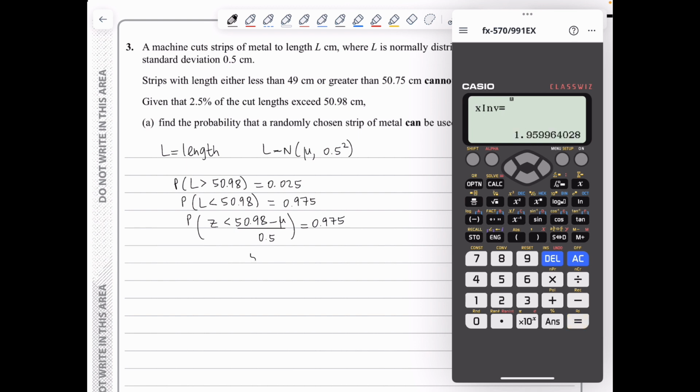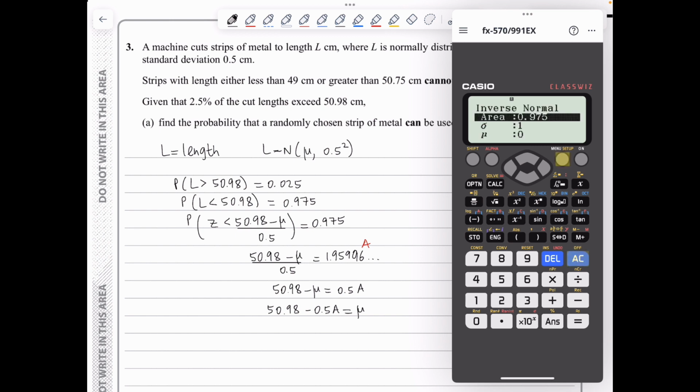So (50.98 minus mu) over 0.5 is equal to 1.95996... And I can actually store this value on A. So I just press store and A. And therefore, I can now rearrange into 50.98 minus mu is 0.5A, leading to 50.98 minus 0.5A being mu.